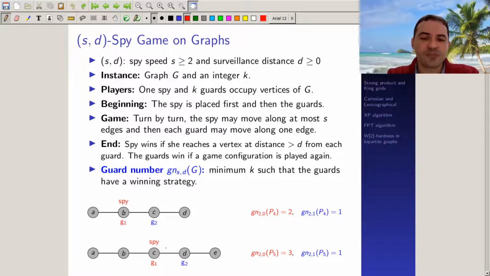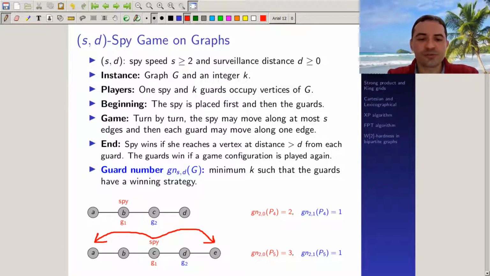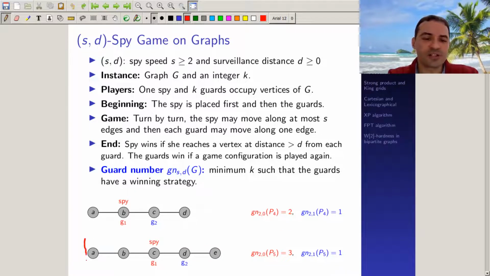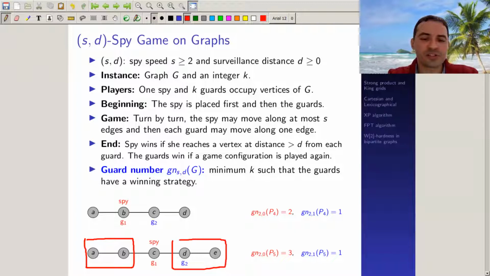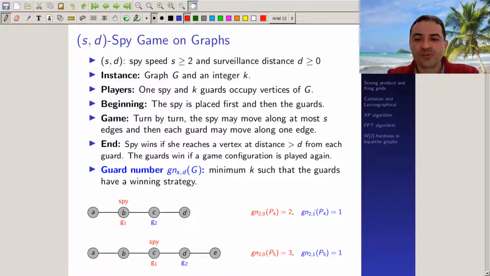In the P5 with surveillance distance 0, the spy can go from the vertex C to the vertex A to the vertex E, and two guards cannot surveil the spy. We need at least 3 guards, and 3 guards are sufficient. One guard can surveil the vertices A and B, one guard surveils the vertices D and E, and one guard surveils the vertex C. With surveillance distance 1 and spy speed 2, one guard is sufficient.